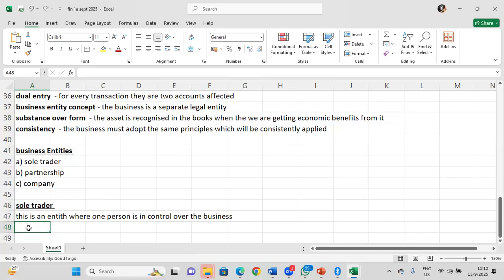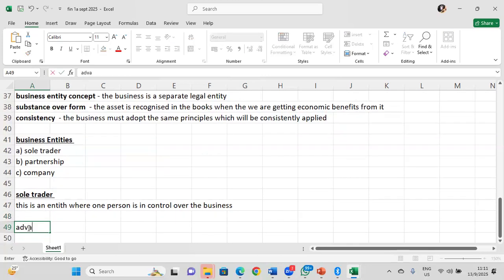Sole trader: one person controls the business. All the decisions come from one person. This is suitable for small entities like tuck shops, roadside traders, Msika. Those are typical examples of sole traders. A sole trader business can keep records or prepare financial statements like any other business. But let's look at what benefits this business has.